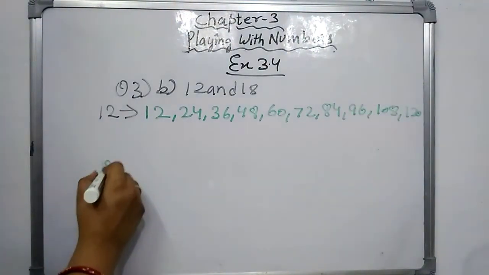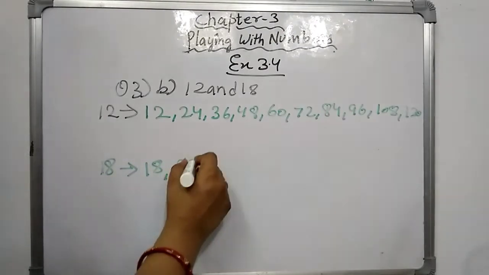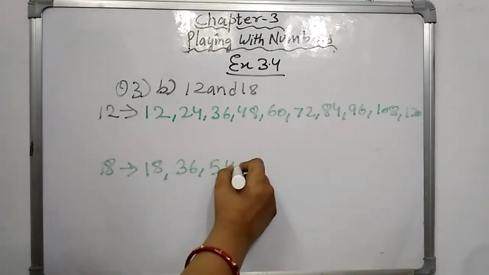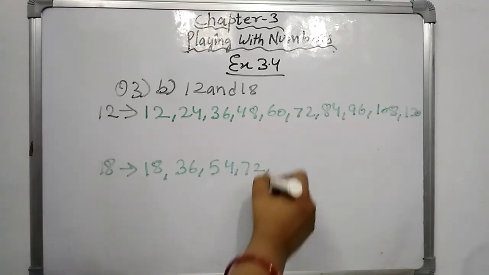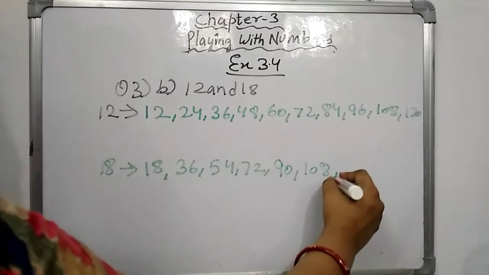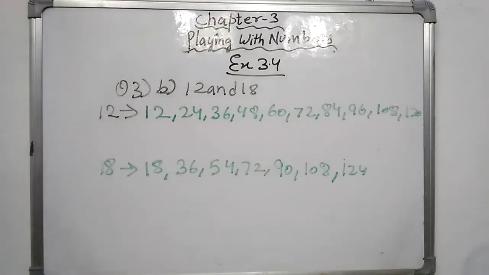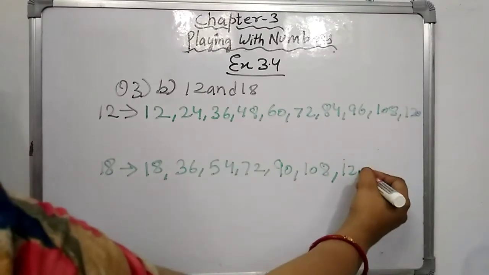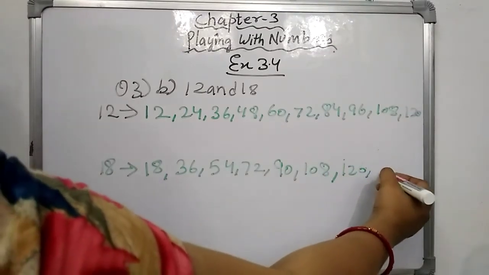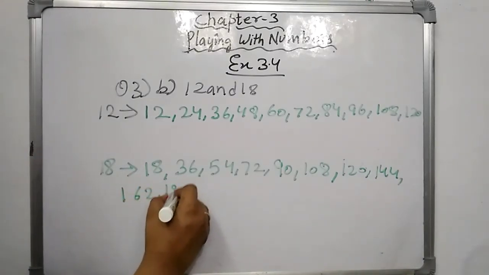Now write down multiples of 18. 18, 36, 54, 72, 90, 108, 126, 144, then we have 162, 180.